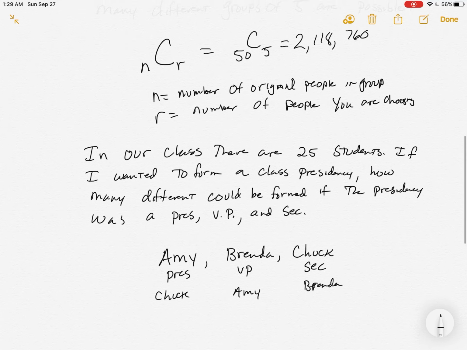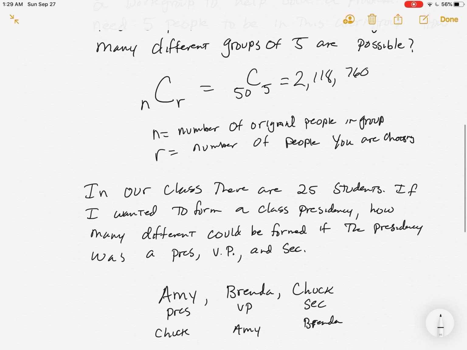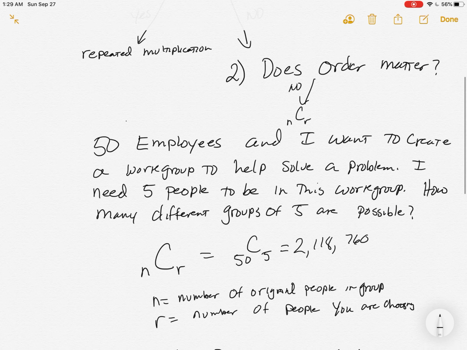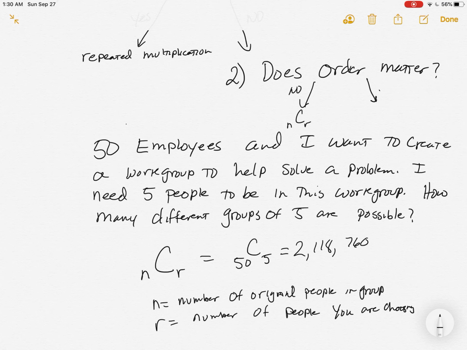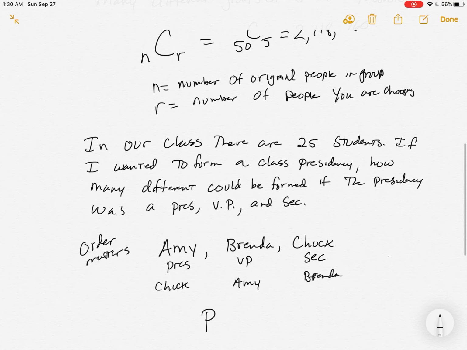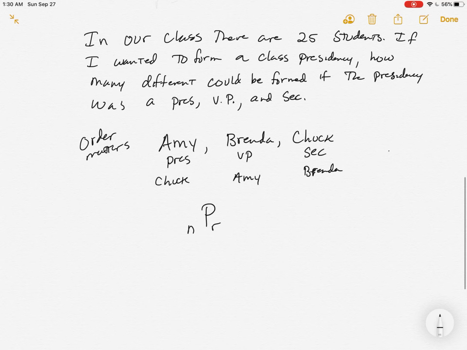So the difference between these 2 problems is, in this first one, the people on the work group didn't have any positions. Here they have positions. So when there are specific positions, order matters. And when order matters, when the answer to this question is yes, then we use the P and R button. And so we will be using P, order matters. One way to remember whether it's C or P, well, you're going to be able to bring notes, so you should be able to remember it. But you're going to be using P and R.